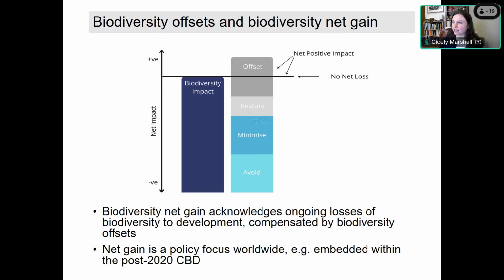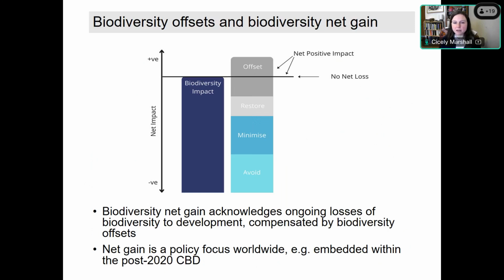So biodiversity net gain is a system of accounting that acknowledges ongoing losses of biodiversity to development, which are compensated by biodiversity offsetting elsewhere. That's the net part of net gain. Biodiversity net gain is a policy focus worldwide. It's language that's embedded within the post-2020 global biodiversity framework.